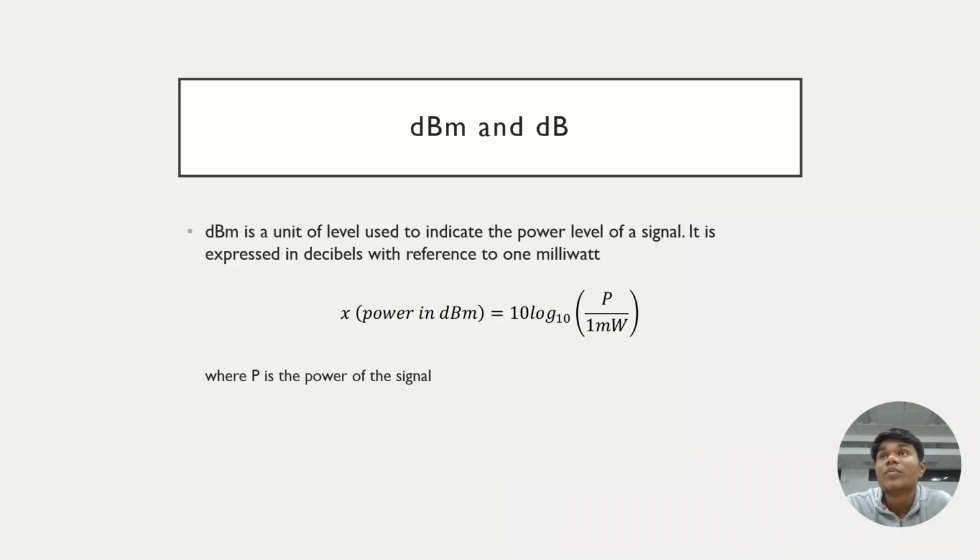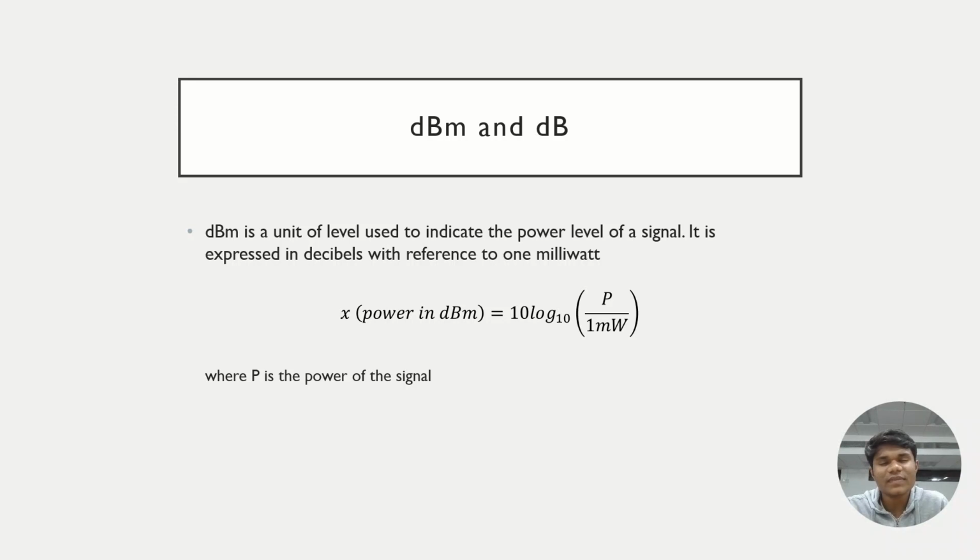Now, before understanding anything else, we need to get our concept of the two important definitions of dBm and dB. So dB stands for decibels. Here, dBm is a unit of level used to indicate the power level of a system.